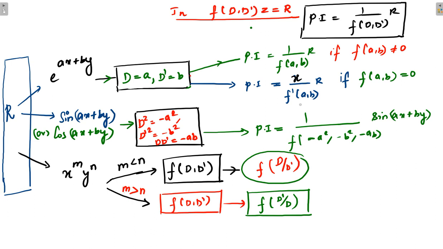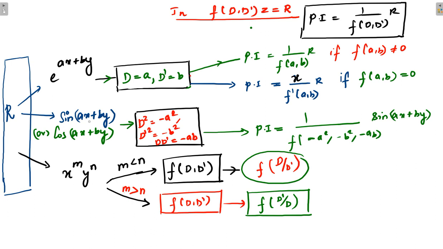After that you have to substitute d equal to a and d dash equal to b in the first derivative of f of a, d comma d dash with respect to d, right? Next one, suppose R is a trigonometric function like sin(ax + by) or cos(ax + by). So in this case it's not possible to substitute d and d dash.